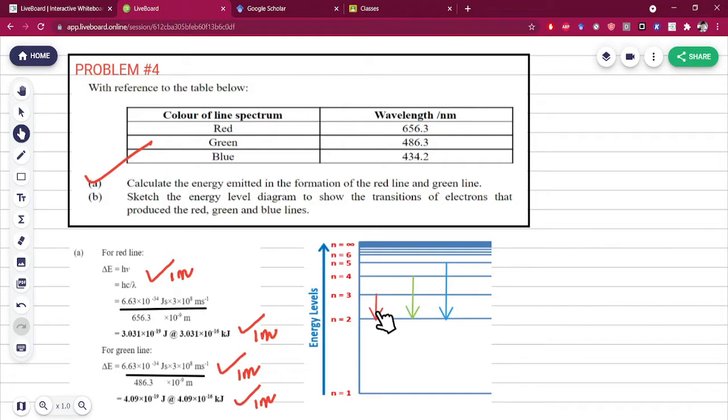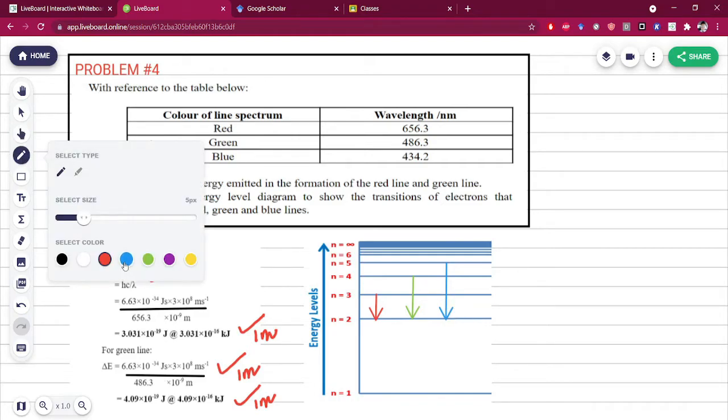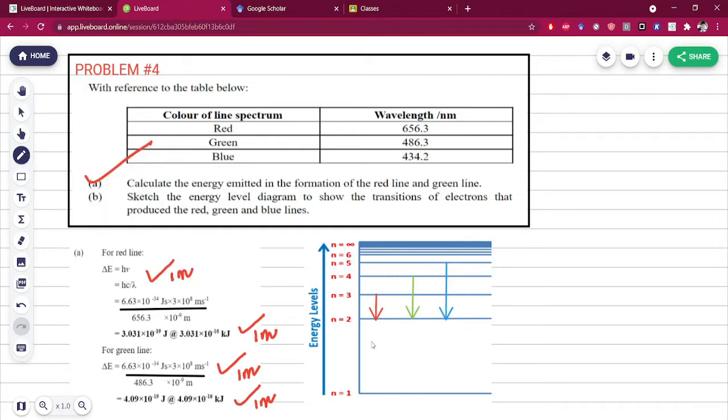This is for the red line. This is for the green line. And this is for the blue line. Of course, in exams, you do not have colored pens. So what you can do is label. This is for the red line. This is for the green line. This is for the blue line over here. Okay, you can just label it like that.